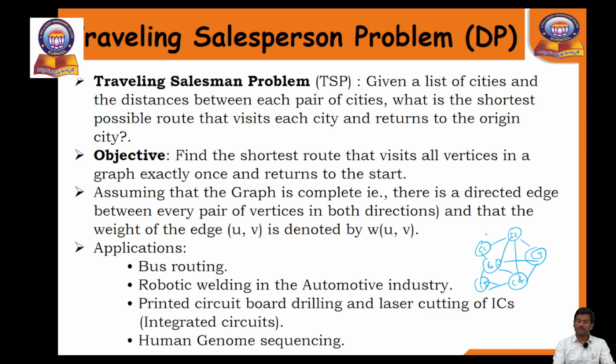We have to start from the source vertex, visit all the vertices, and then come back to the source vertex. That is the problem of the traveling salesperson. You cannot visit a vertex more than once in the traveling salesperson problem. And similarly, you need to find the shortest path.